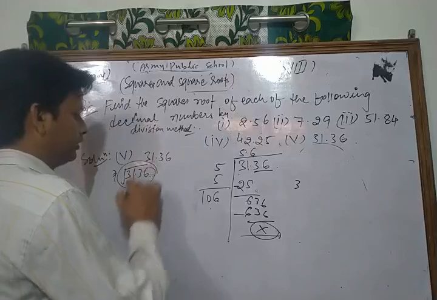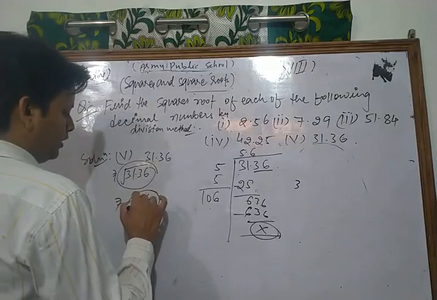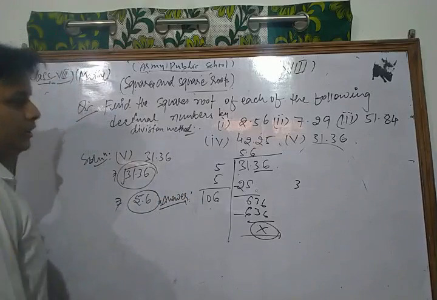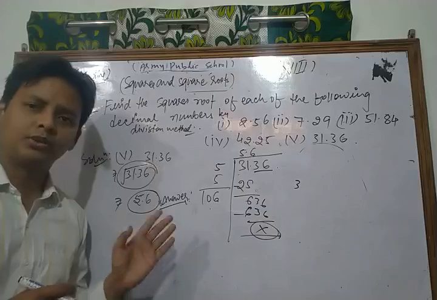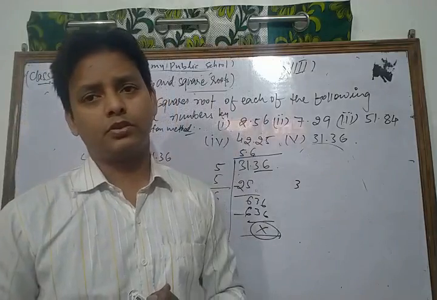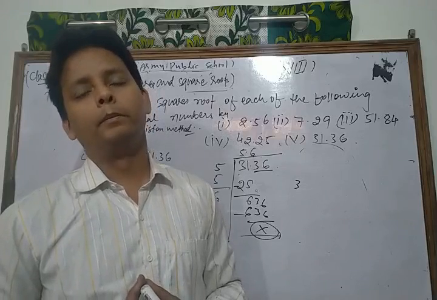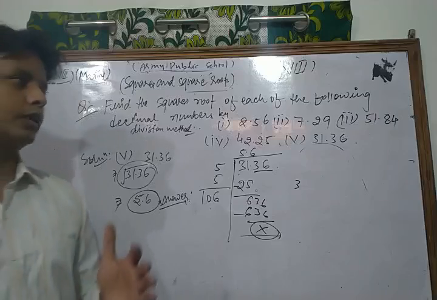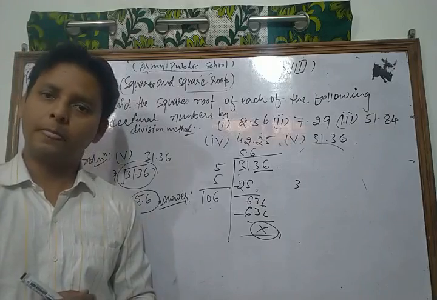Thus the square root of 31.36 is 5.6. This is the required solution of the given question. Okay. Thus, dear students, in this way you can solve each and every question of your NCERT exercise based on these topics. So please dear students, do more and more practice of that type of questions. After that, you can solve each and every question of your NCERT exercise based on these topics.